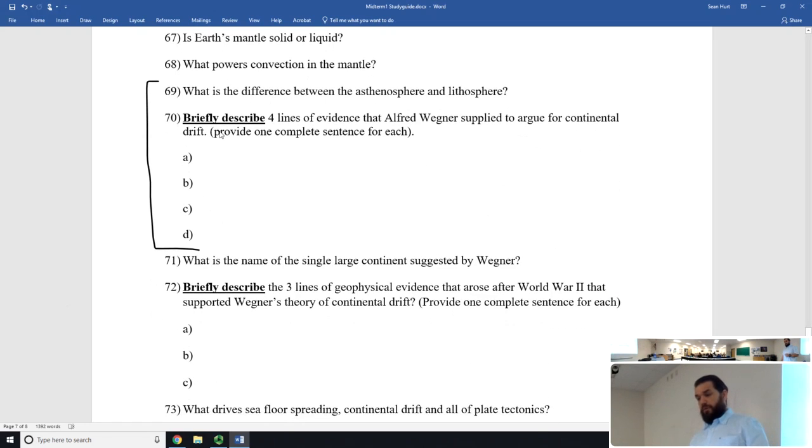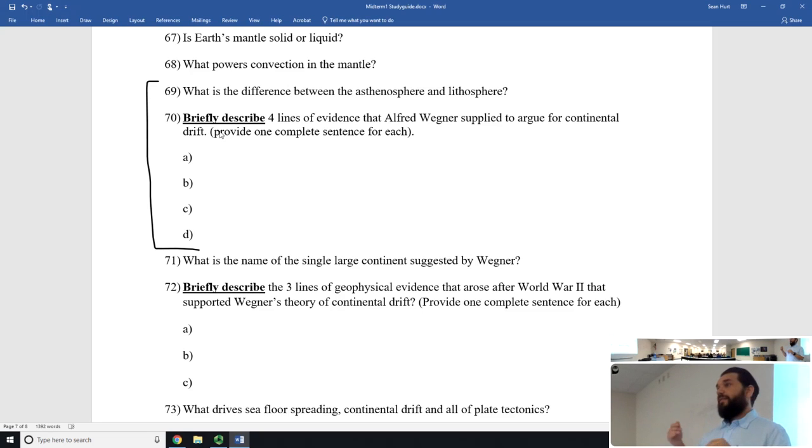All right, so the 4 lines of evidence that Alfred Wegener gave for continental drift. Again, knowing just 4 words isn't going to be enough here. You've got to understand these a little bit. So the 4 lines of evidence are, from fossils, where you found the same fossil of a very definite land-based creature on multiple continents.